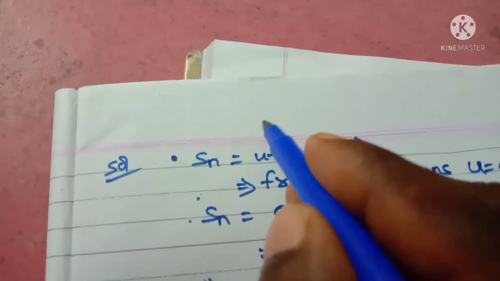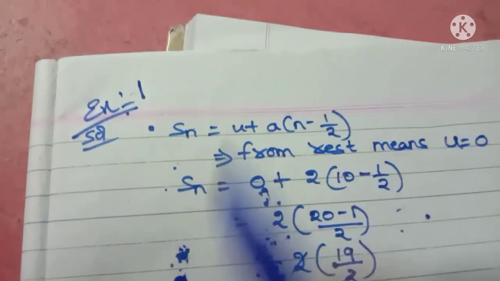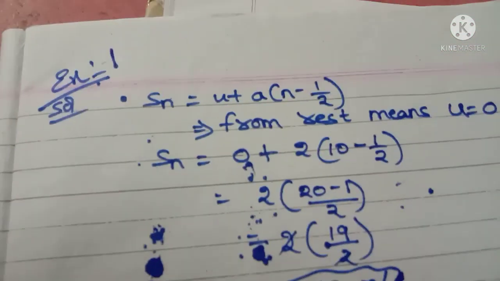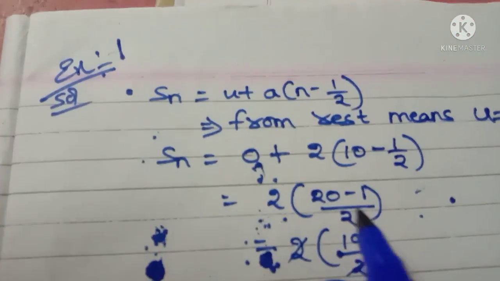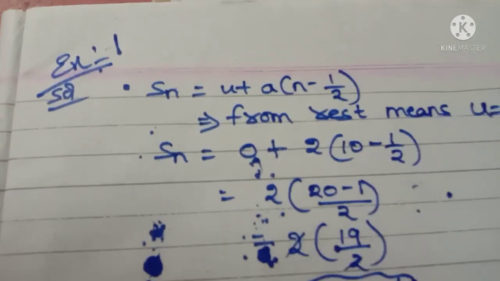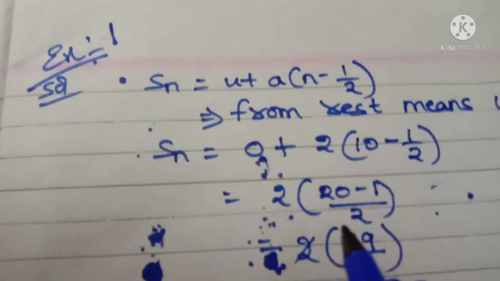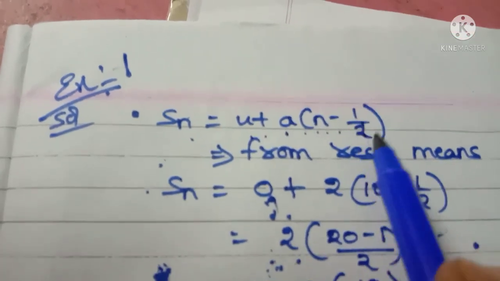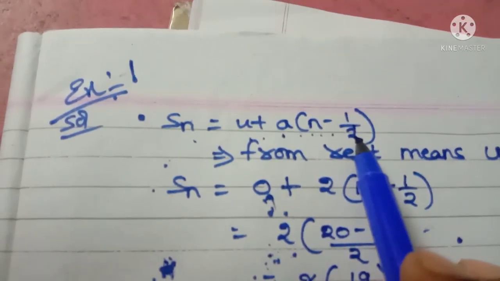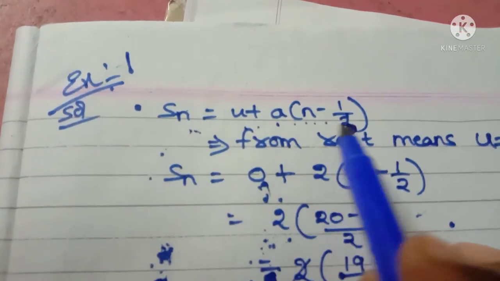So this is your textbook's example problem 1. In textbook example 1 there is a small mistake. In the textbook the answer is another thing, but actually the answer is what I derived here. This is the correct answer. Don't follow the textbook answer, there is a printing mistake. So Sn equal to u plus a into n minus half. This is the formula for distance traveled in nth second.